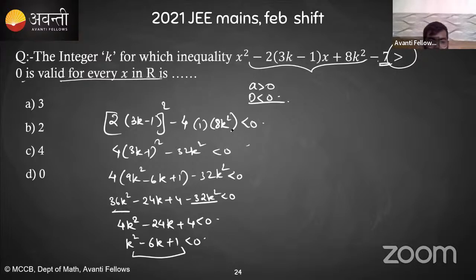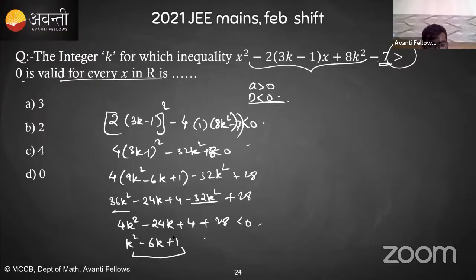Okay, here we missed the 7. So 8k square minus 7 will also be there. 32k square plus 28 will come. Plus 28 should be less than 0. So this gives k square minus 6k plus 8 less than 0.